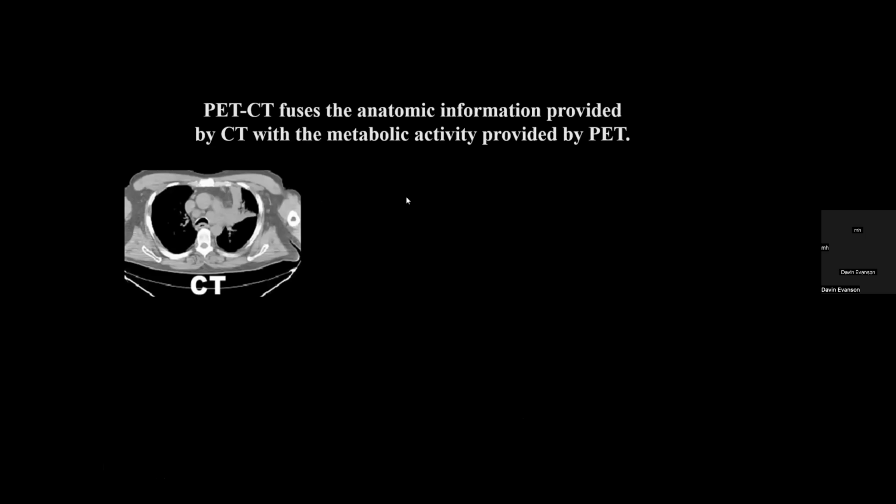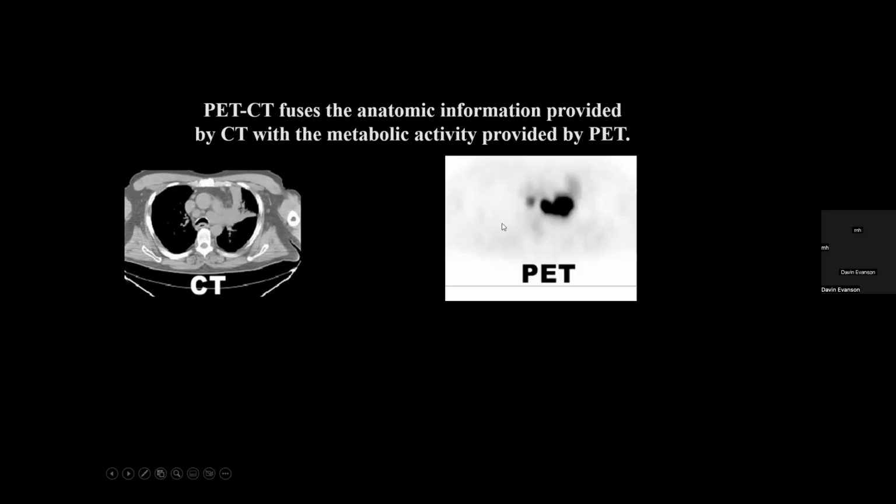PET CT fuses the anatomic information provided by CT with the metabolic activity provided by PET. PET is using positrons. This is some pretty advanced physics, but just think of it as a radioactive particle that's being emitted that our detector can pick up. So if we only had a CT, you'd say, hey, there's an abnormality there. Maybe it's atelectasis, maybe it's a tumor. I'm not sure. But we put the PET, and basically what you're doing is you're injecting them with FDG, fluorodeoxyglucose.